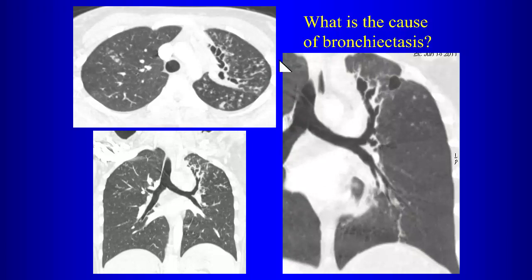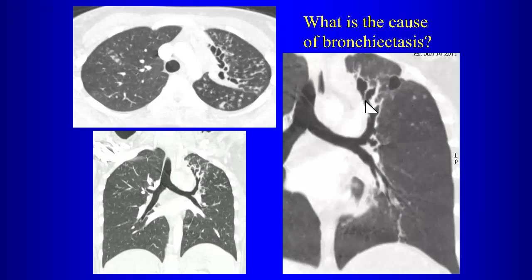Tuberculosis. Tuberculosis, in which case these would be what kind of nodules? No, not random, no. You said they're centrilobular. They would be what? Tree-in-bud nodules, right. So these are tree-in-bud nodules representing bronchiolitis in this patient with tuberculosis.